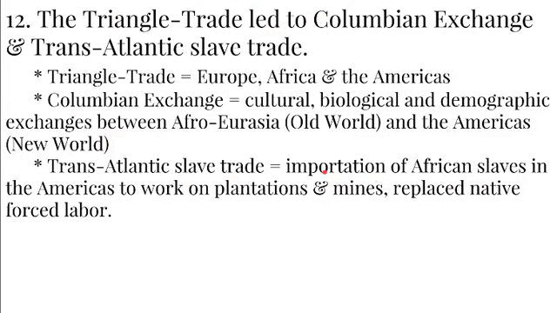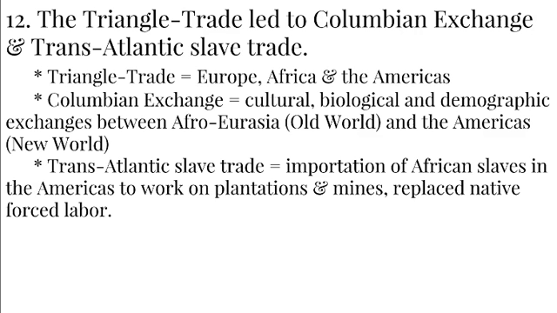Now, the last thing we're going to talk about for part one is the triangle trade. The triangle trade is the dominant, the most important trade network of this time period, and is going to lead to the Columbian Exchange. That means all the animals and plants and people and diseases and culture from the Old World is going to make its way to the New World and vice versa, back and forth and back and forth.